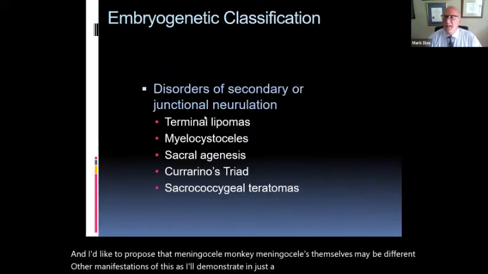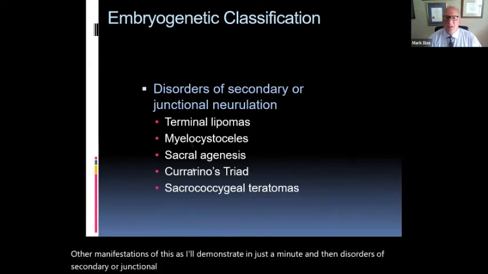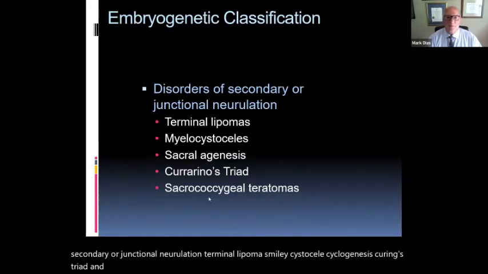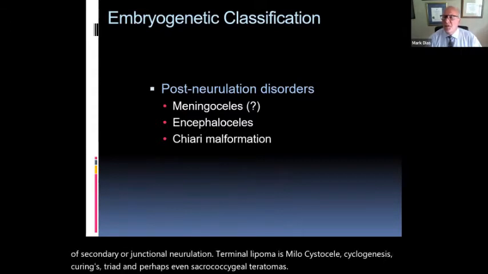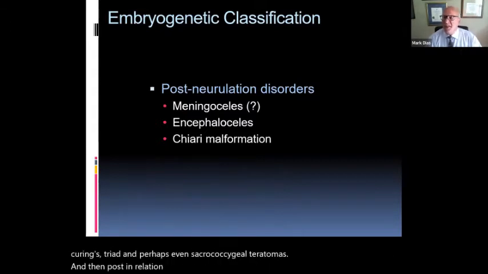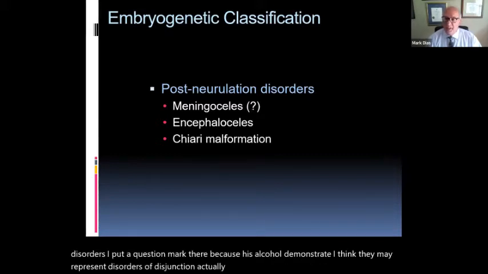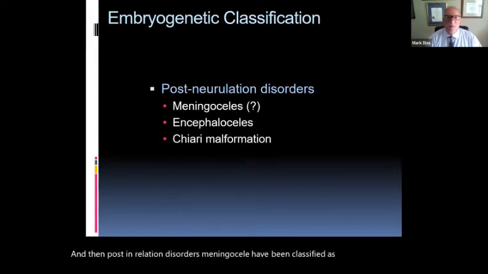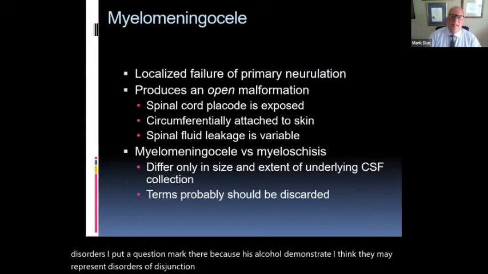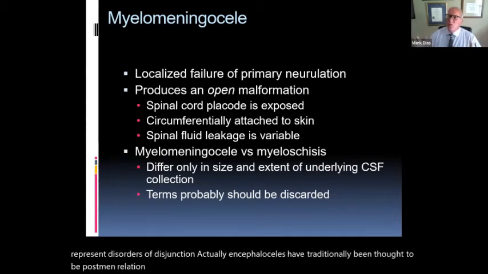And then disorders of secondary or junctional neurulation: terminal lipomas, myelocystoceles, sacral agenesis, Currarino's triad, and perhaps even sacrococcygeal teratomas. And then post-neurulation disorders. Meningoceles have been classified as post-neurulation disorders. I put a question mark there because, as I'll demonstrate, I think they may represent disorders of disjunction, actually. Encephaloceles have traditionally been thought to be post-neurulation problems, and of course, Chiari malformations. So let's start with myelomeningocele, which is the easiest one to understand.